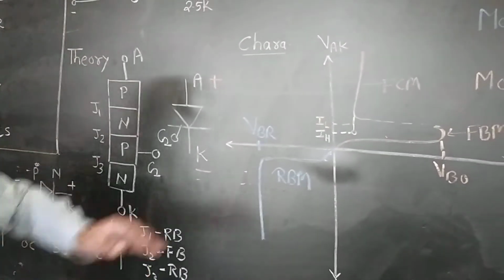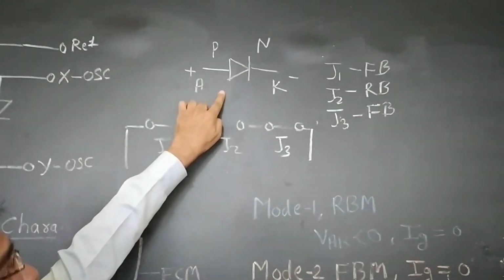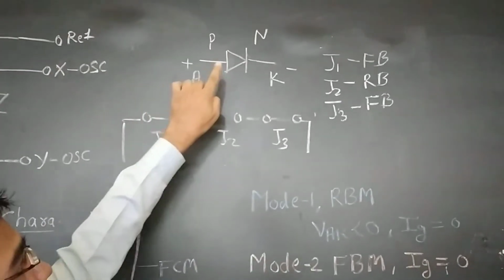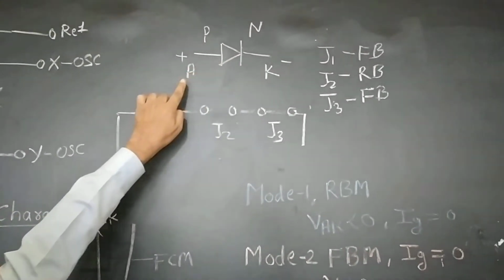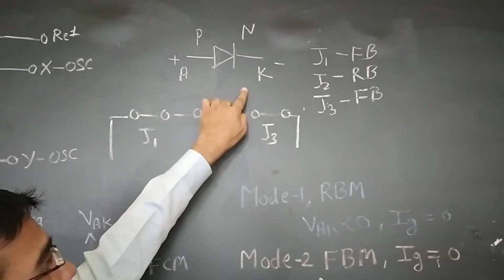With the anode terminal becoming positive, for better understanding here I am considering one diode. The diode has P-type semiconductor material and N-type semiconductor material. The P is connected to the positive terminal and K, the cathode, is connected to the negative terminal.